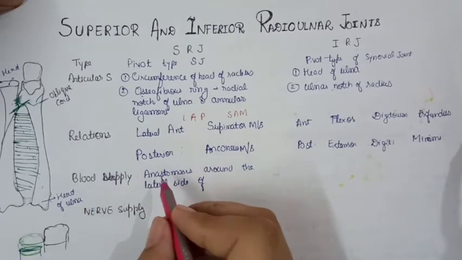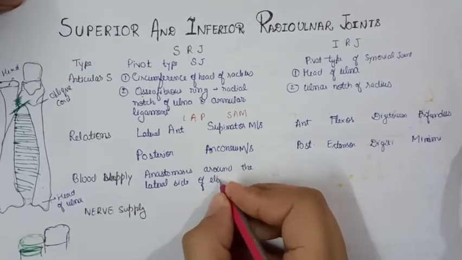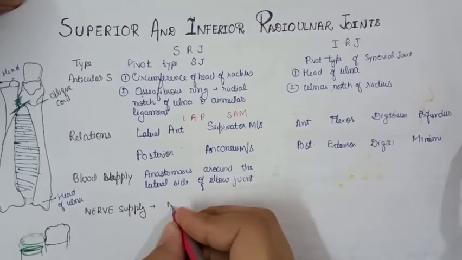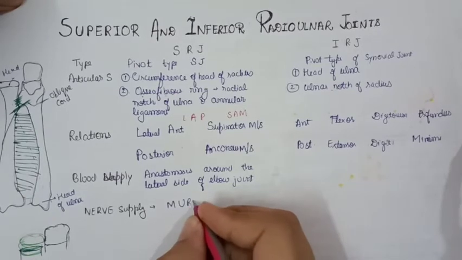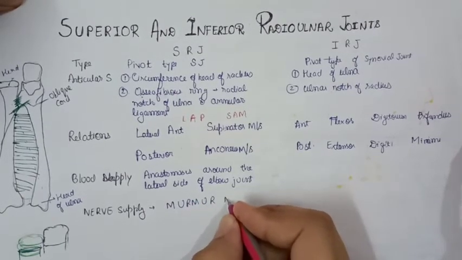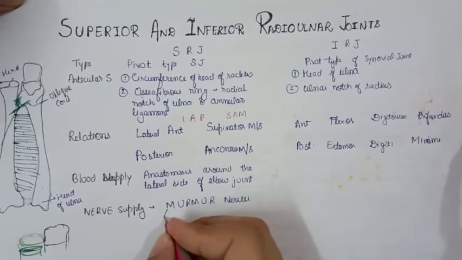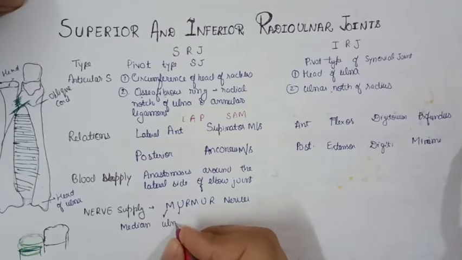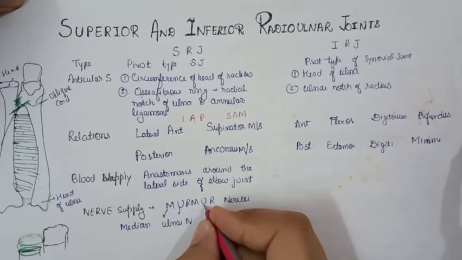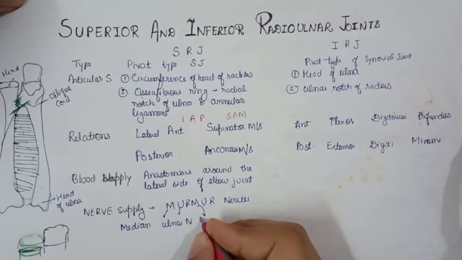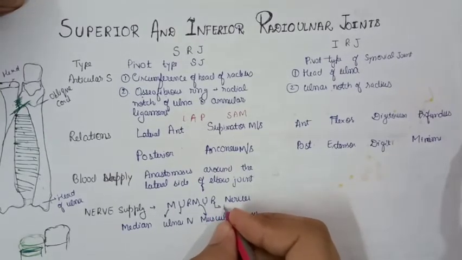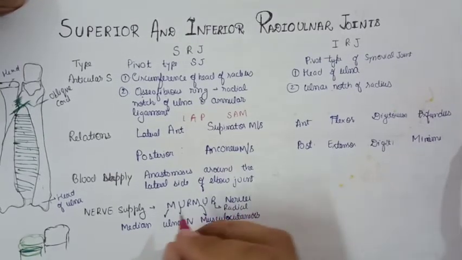So blood supply is formed by the anastomosis around the lateral side of the elbow joint, and nerve supply is very simple. It's by the MMUR nerves. So what are these nerves? M stands for median nerve, then ulnar nerve, musculocutaneous nerve, and the last is the radial nerve. So the nerve supply is by the MMUR nerves.